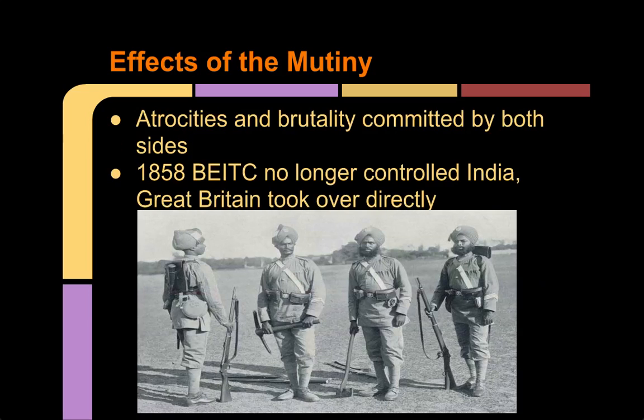What you need to think about is that the effects of the mutiny, outrages and brutality are going to be committed by both sides. What you need to understand is that in 1858, the British Army is no longer going to have control. The BEIC is not going to have any control over India, and Great Britain is going to take over completely, okay? And they're going to establish their rule on India. If you look at the sepoys, they are still rocking their turbans or head wraps, but they do have more westernized or European uniforms.